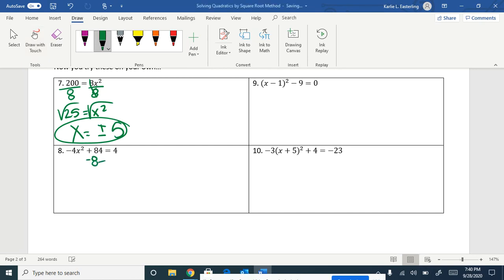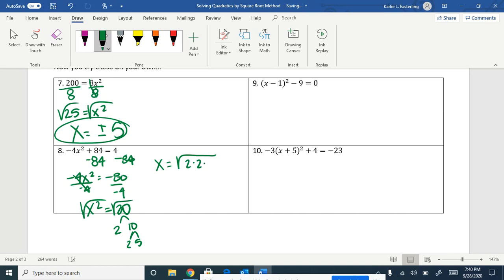So we're going to subtract 84 from both sides. And you're going to get negative 4x squared equals negative 80. You're going to divide by negative 4. And negative 80 divided by negative 4 is going to give you 20. So take the square root of x squared and 20. And square root of 20 is not a perfect square, so you will get x equals the square root of 20. So we're going to do a factor tree. So 2, 10, 2, 5. So it'll be 2 times 5. So x equals plus or minus 2 square root of 5 will be your final answer here.